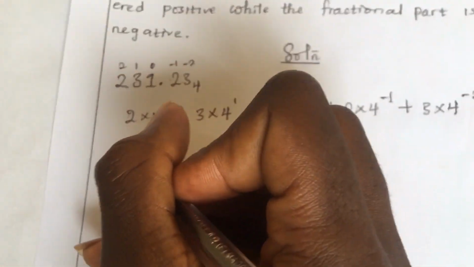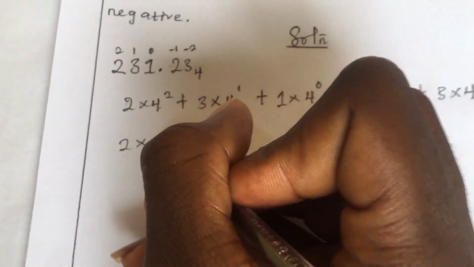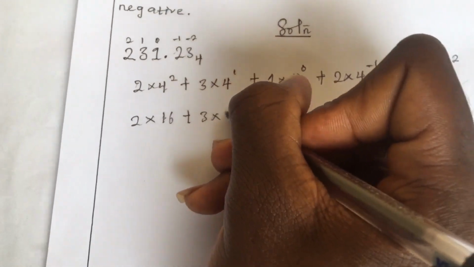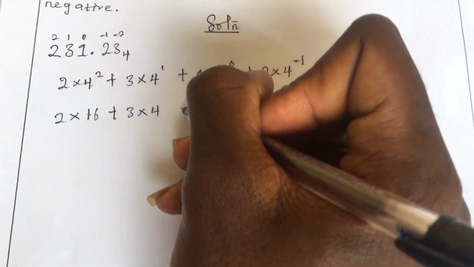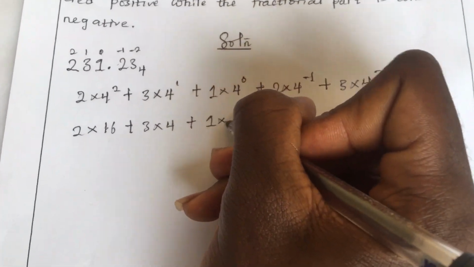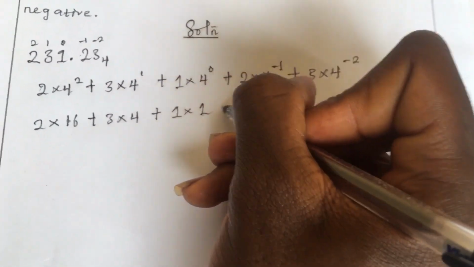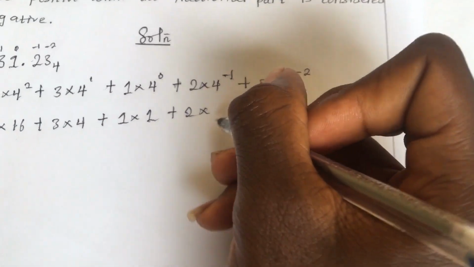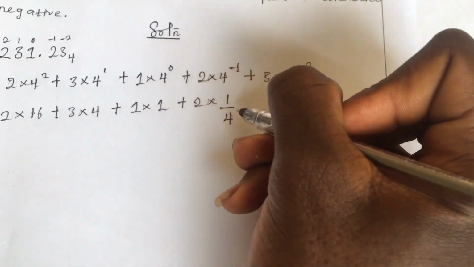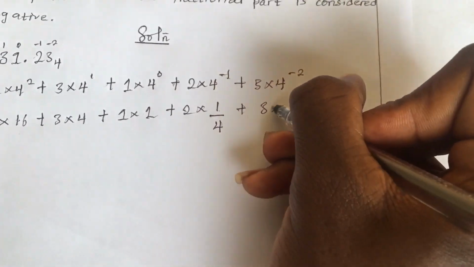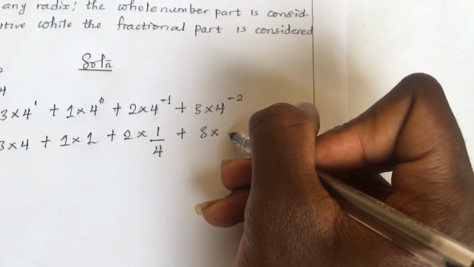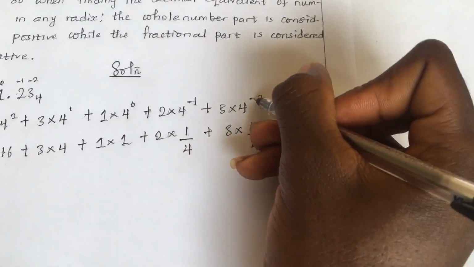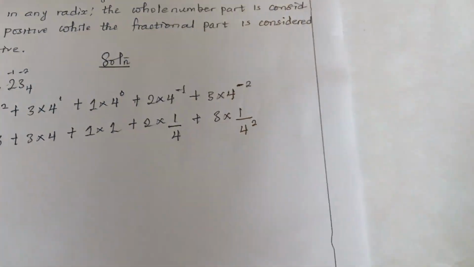So we have 2 times 4 raised to the power of 2, that's going to give me 16, plus 3 times 4, because 4 raised to the power of 1 is 4, plus 1 times 4 raised to the power of 0 is going to give me 1, plus 2 times 4 raised to the power of -1, according to index 6, is the same as 1 over 4, plus 3 times 4 raised to the power of -2, also according to index 6, is 1 over 4 squared, because this minus here implies 1 over.